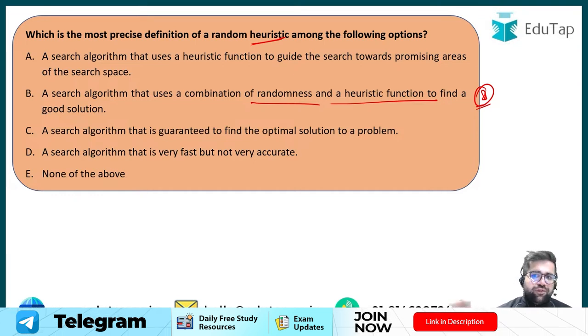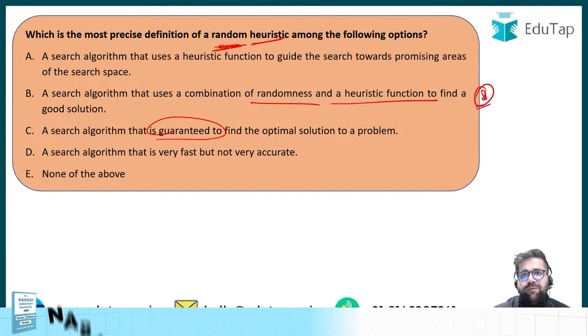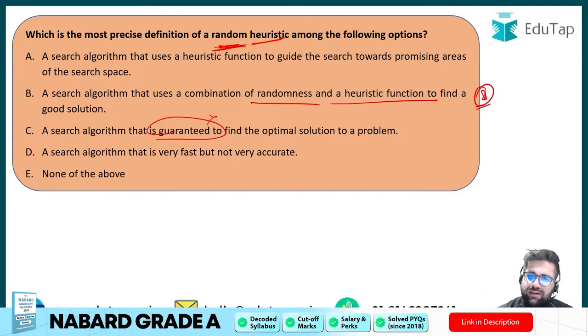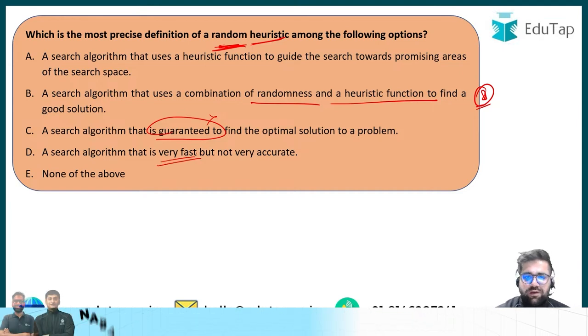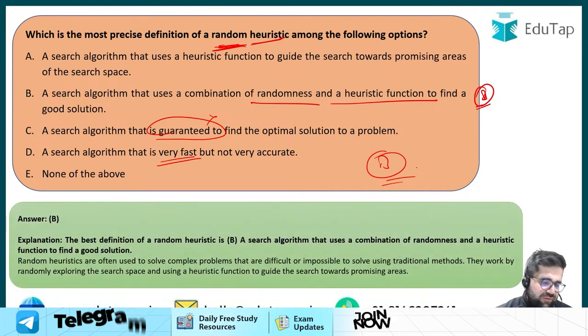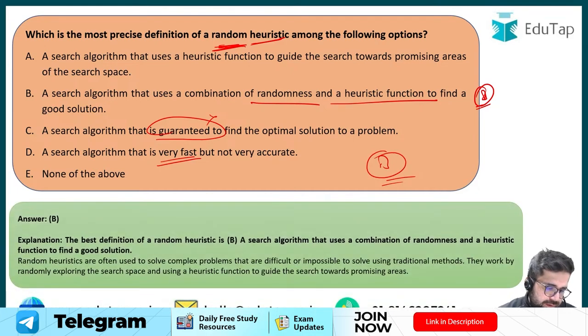Option A, to a certain extent, is correct, but whenever we are talking about random heuristic, you cannot use a word like guarantee, as in option C. Option D, a search algorithm that is very fast, sometimes it can be slow as well. So option B is the correct answer in this particular question. I hope you would have also given the right answers. Good, Amit. Good, Kanika. Good.